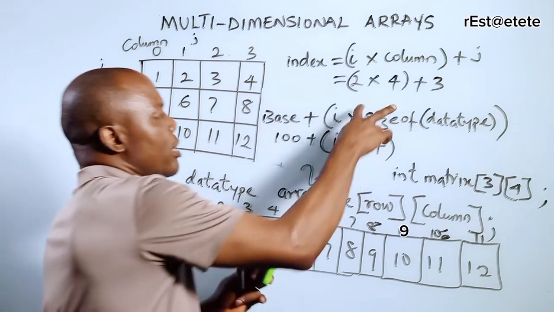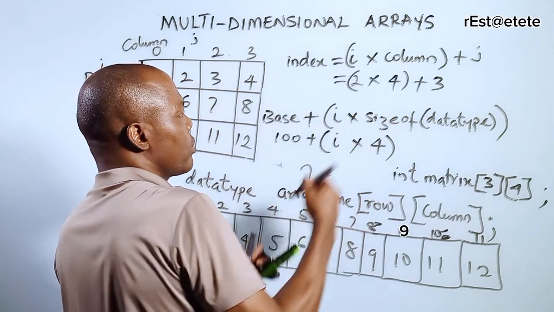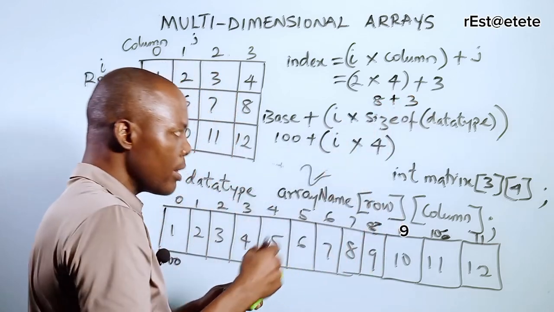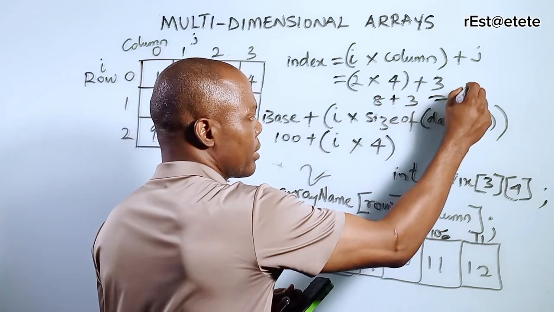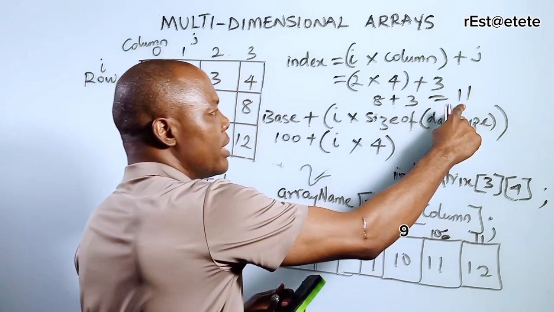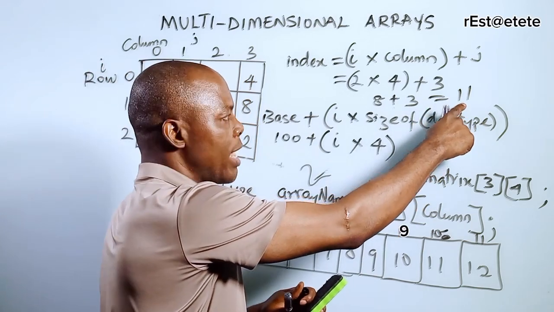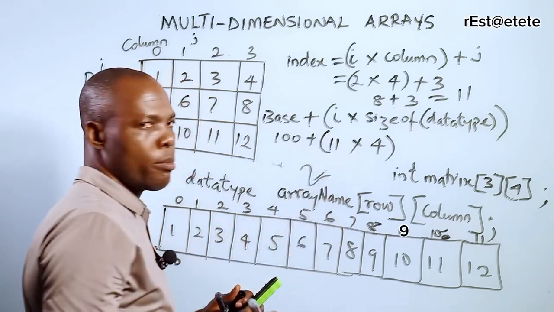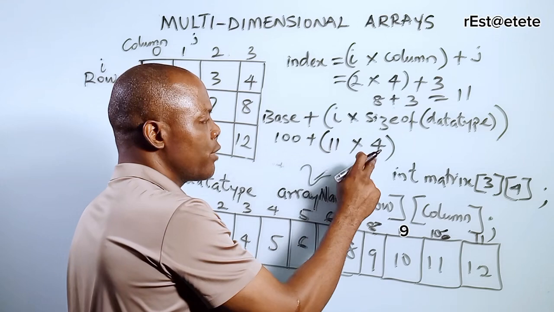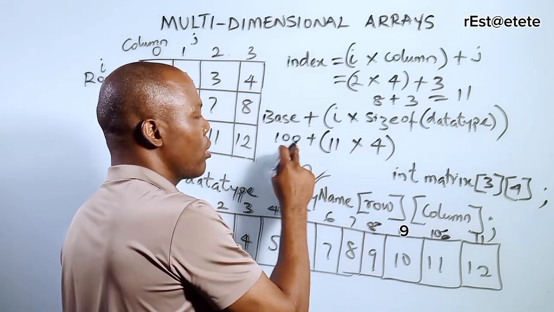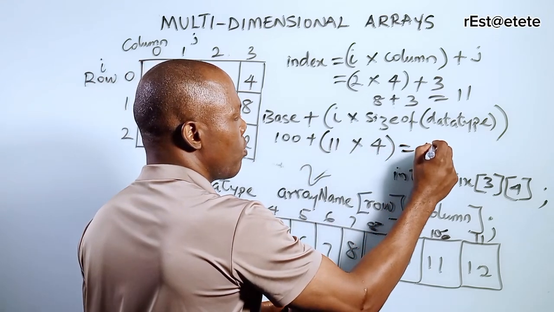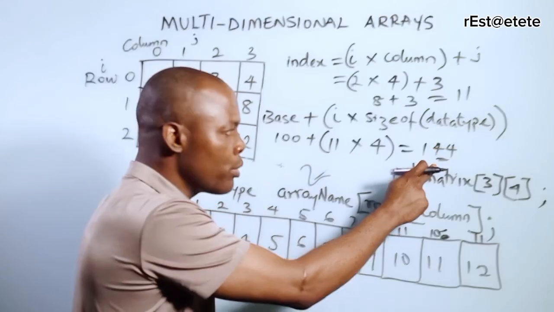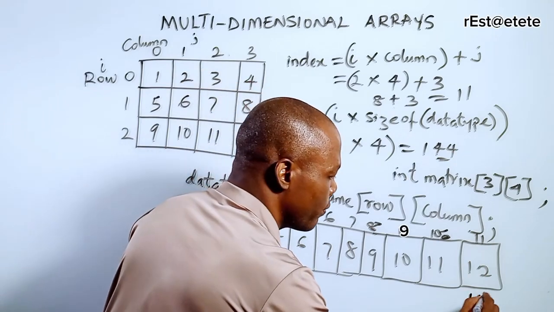Now, this will give us 2 times 4. That is 8 plus 3. And that will give us what? 11. So this is the flattening index that we've gotten here. Substitute it for this equation. So this will become 11. So 11 times 4 will give us 44 plus 100. This will give us 144. That is the address in the memory. So the address of 12 is 144.